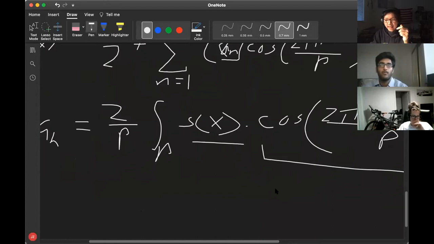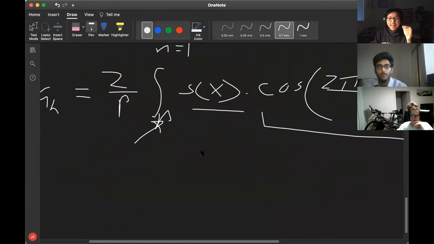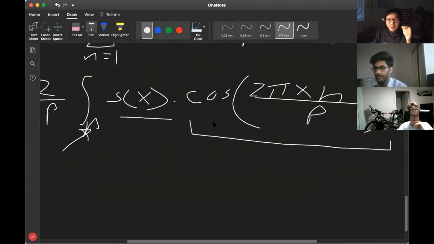If you've ever taken an electrical engineering course, you might be familiar with the idea of convolution. But what's really happening here is, when you apply this integral, and this p is the period of the waveform, you're actually saying, okay, how much of the cosine overlaps or represents the s sub x that's going on here. And that'll give you a number of coefficients.